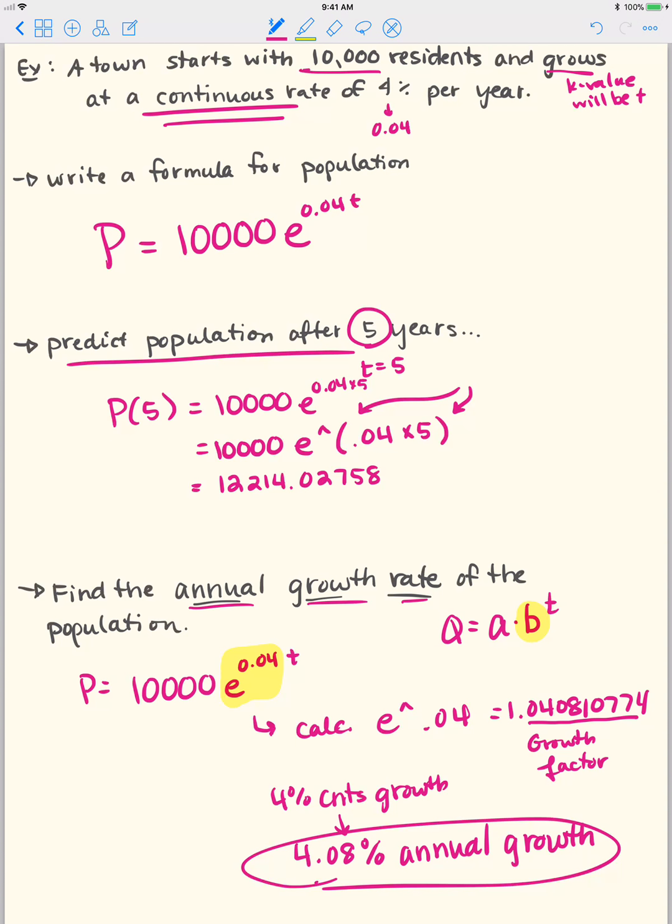So if you have to find the annual growth rate from a continuous, you basically just pull in the power on e and calculate e to that power, which would be a growth factor or maybe a decay factor if the exponent on e is negative, and then you'll just convert that to a percentage growth or decay like we had before. Okay.